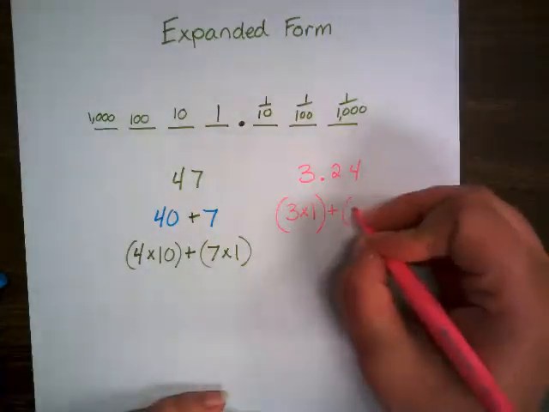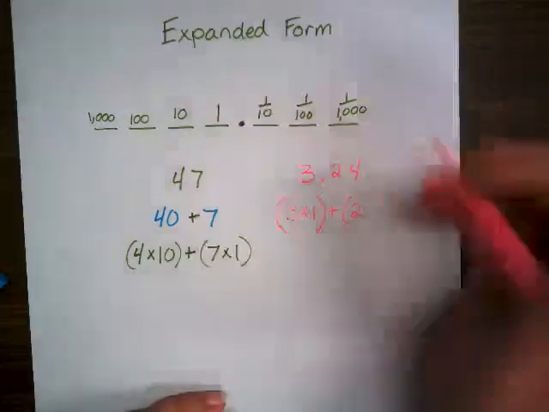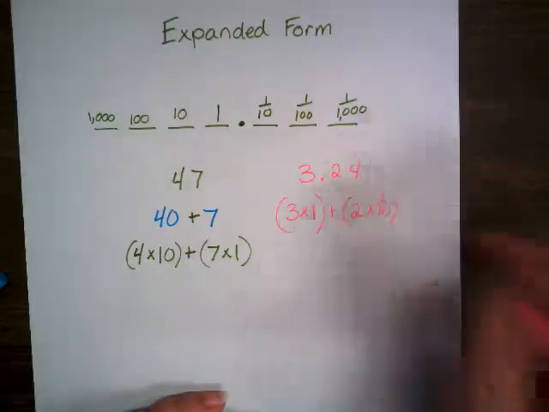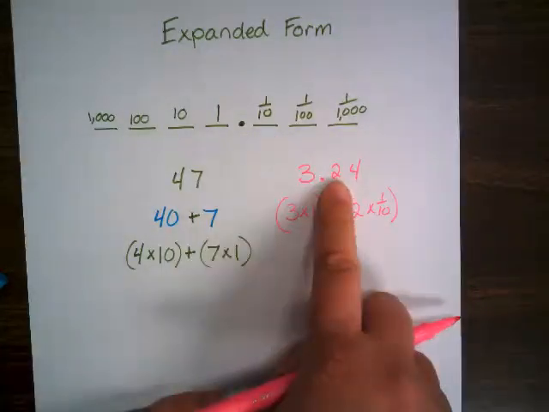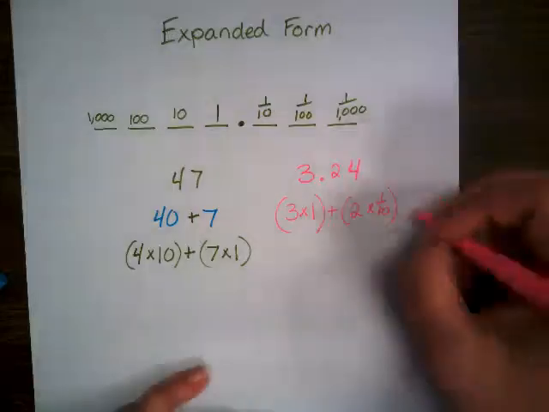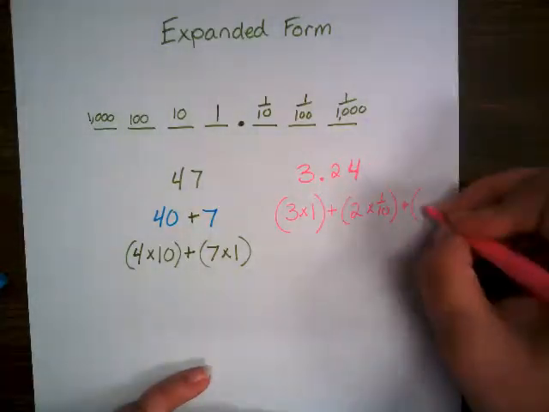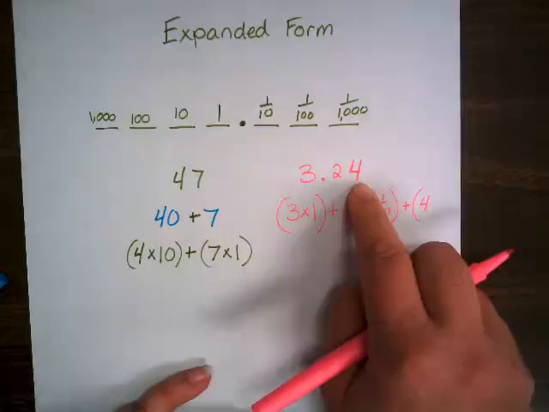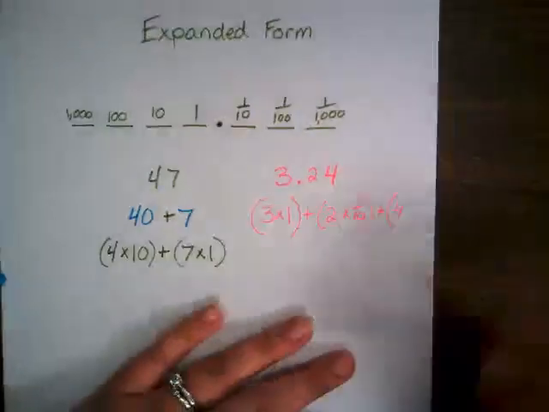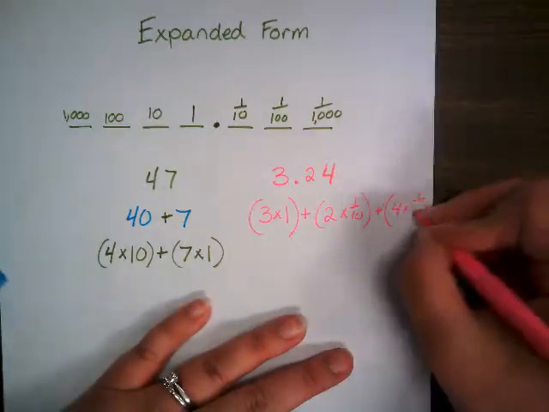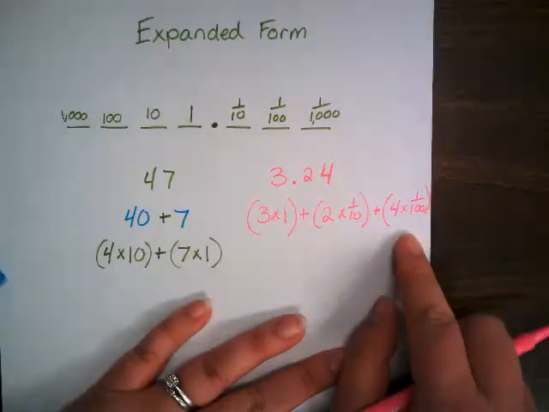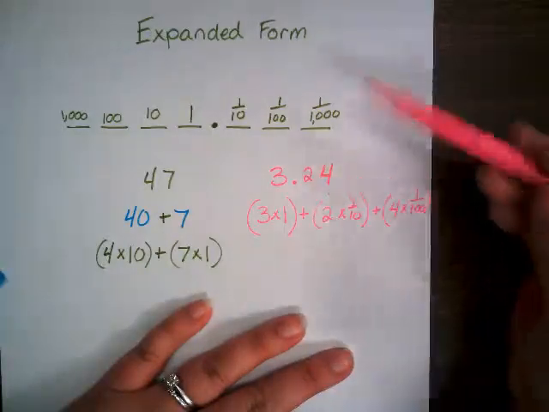So I have 2 groups of 1/10. If I were to take 2 groups of 1/10 and put it this way, it would equal the 2 right there in the 10th spot. And then finally, what do you think I'm going to do with that 4? I'm going to take 4 groups, because it's not actually worth 4, it's worth 4 hundredths. So I take 4 groups of the hundredths. So now I have my expanded form all figured out of decimals.